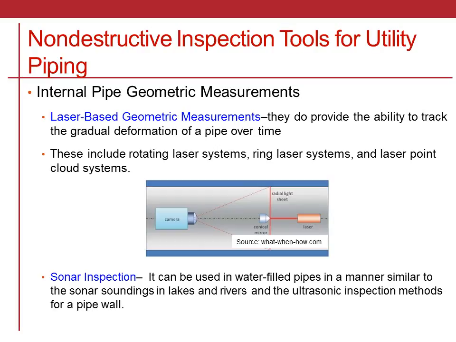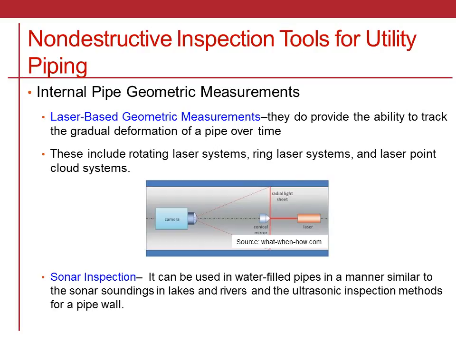The laser-based geometric measurement method uses both a laser device and a camera. In this figure, a laser is distributed by a meter. Then a camera captures the distributed laser and calculates the diameter or the condition. The laser-based method is popular because it provides the ability to track the gradual deformation of a pipe over time.